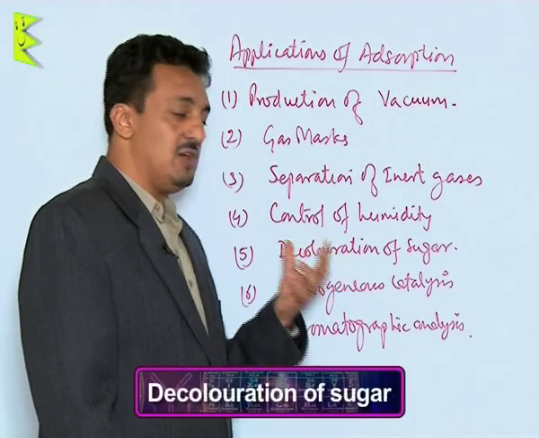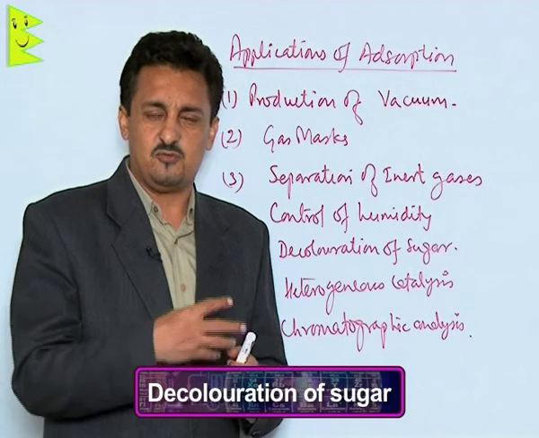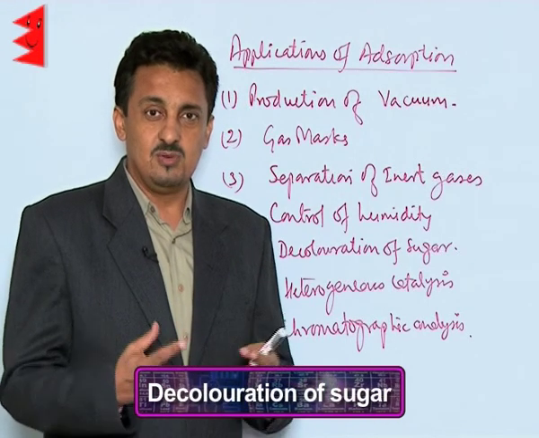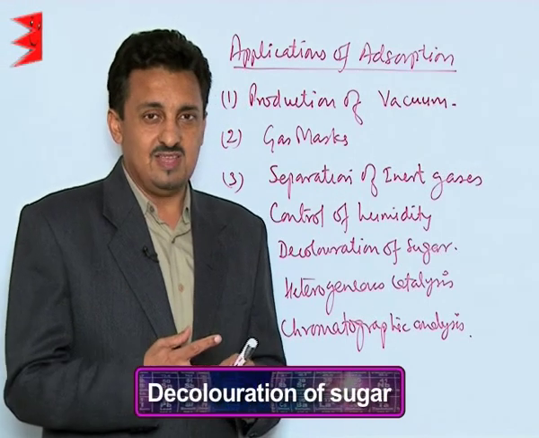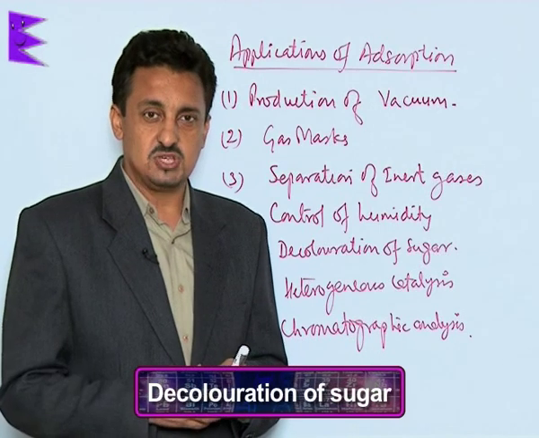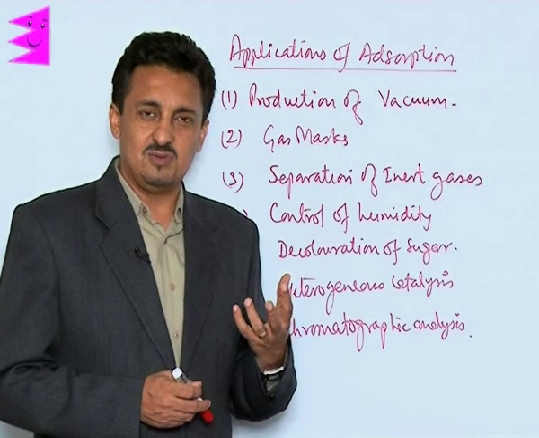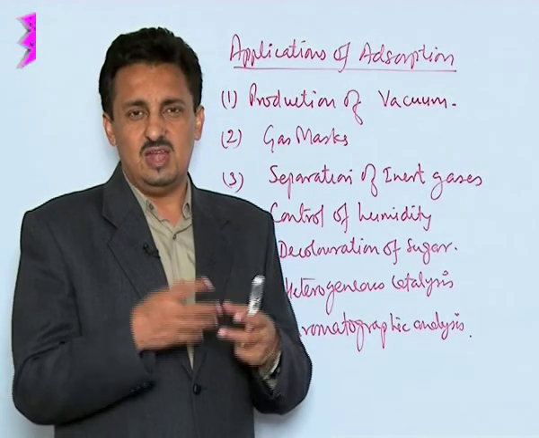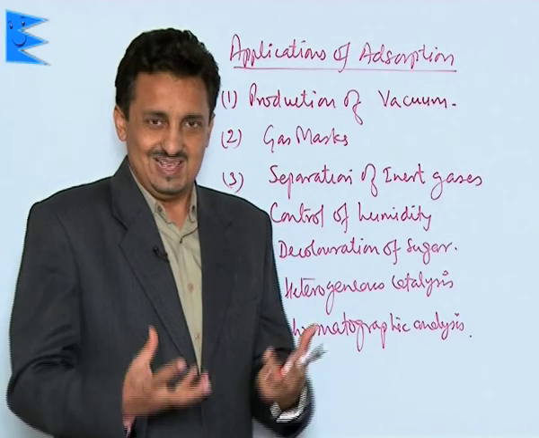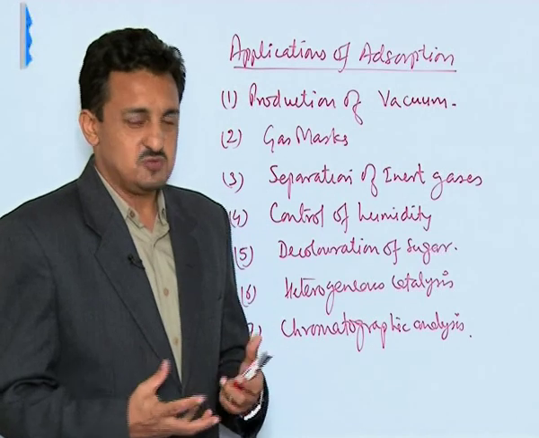Then decoloration of sugar. We also know the sugar which we get from sugar cane is brown in color, and what we normally do is pass it through animal charcoal which adsorbs the brown substance responsible for its brown color, and that is why the sugar which we get is colorless. So it's used in decoloration of sugar.